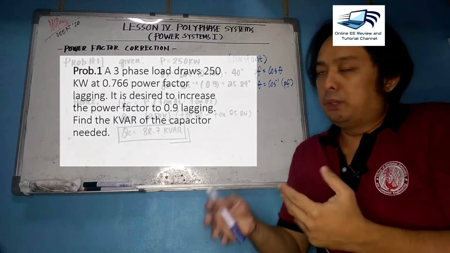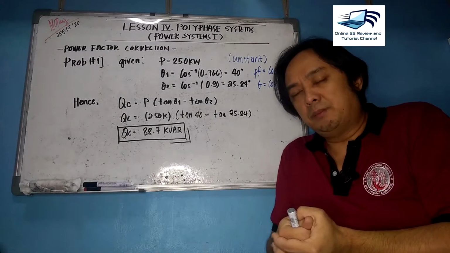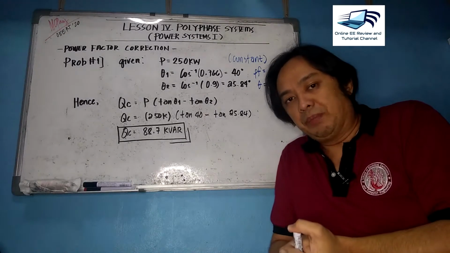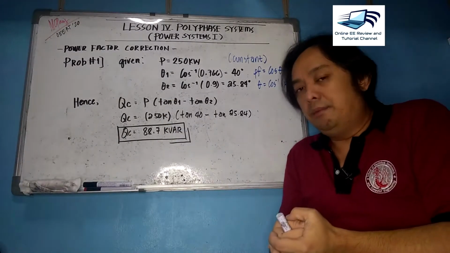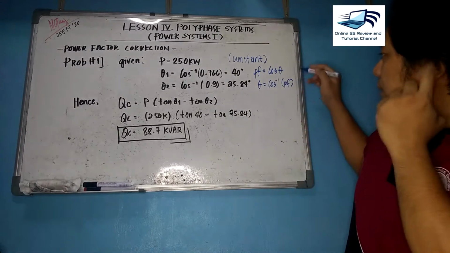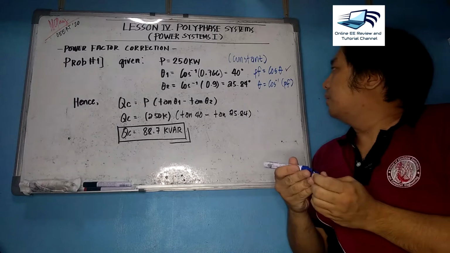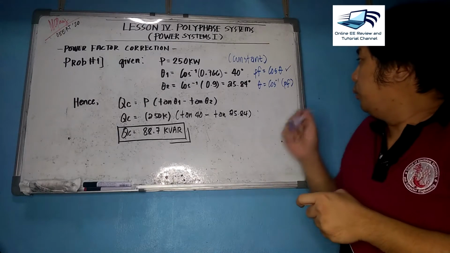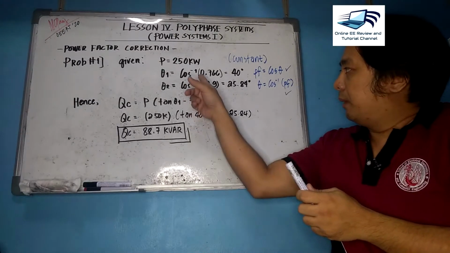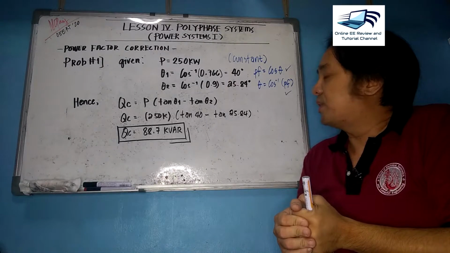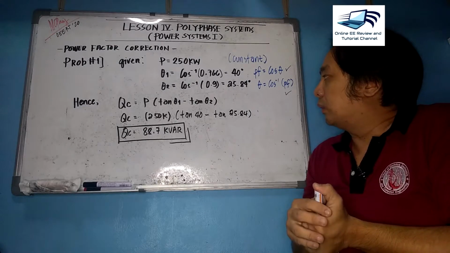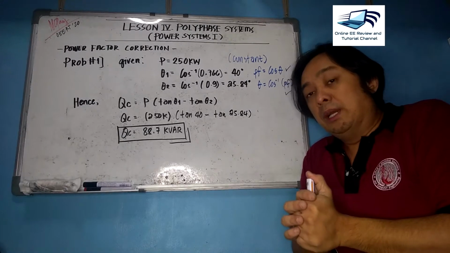Now, in order to do that, we need to have the given first. The given is real power 250 kilowatt, which is constant all throughout. And then we can get the angle theta 1, which is the inverse of the power factor 0.766. This is from the formula: power factor is equal to cosine theta. So theta is the inverse cosine of the power factor. The inverse cosine of 0.766 is 40 degrees, and angle 2, the inverse cosine of the power factor 0.9, is 25.84 degrees.